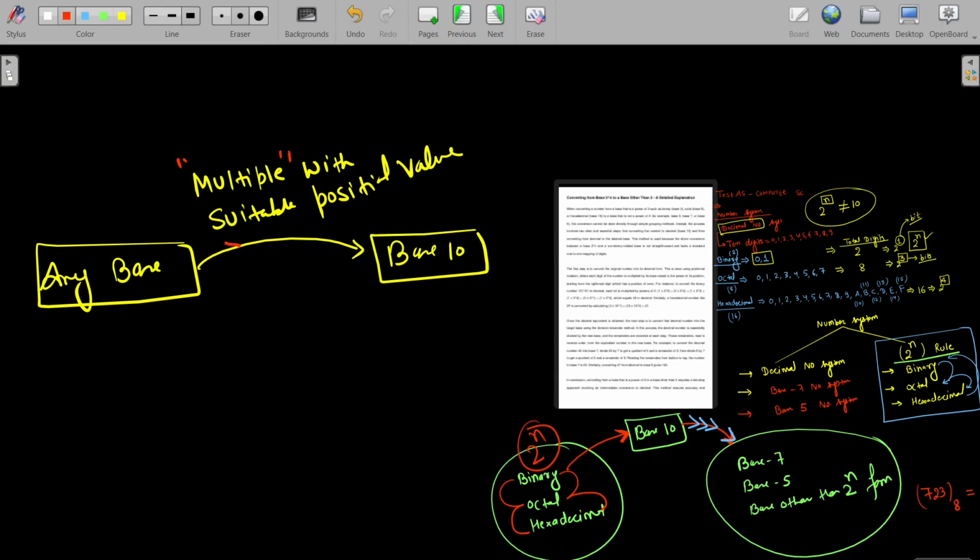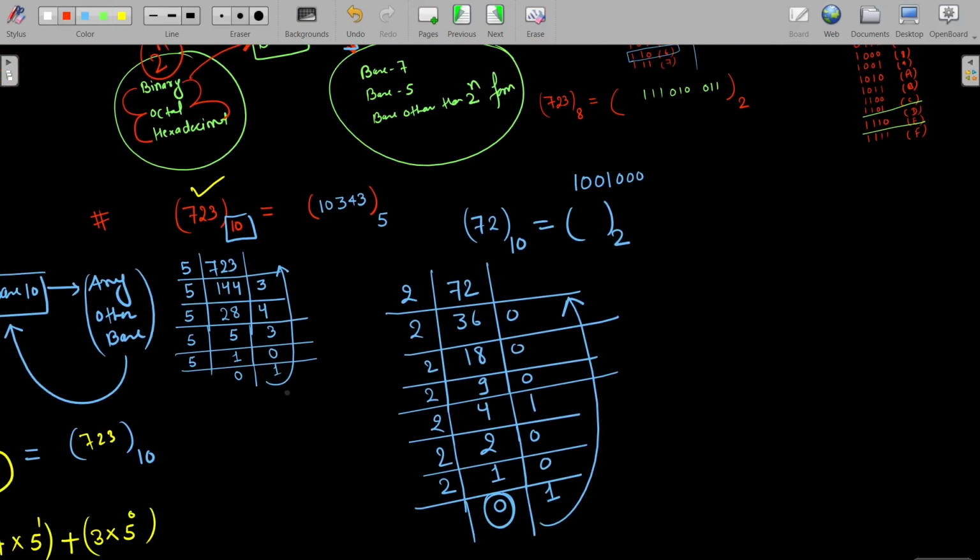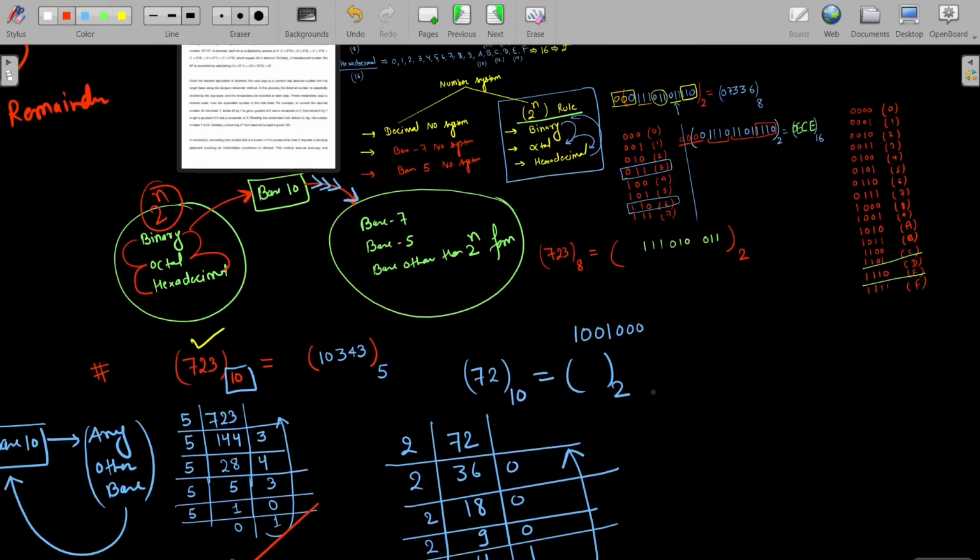If you are going from any base to base 10, use multiplication. If you are going from base 10 to any other base, you have to use the division and remainder method. These two examples we have discussed with the same concept, how to use the division and remainder method.